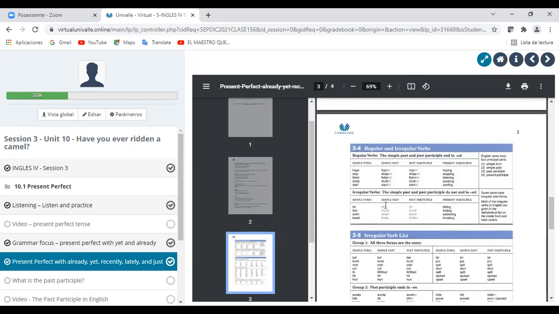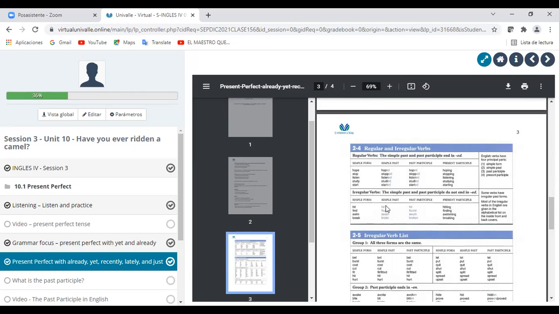Also, regular and irregular verbs that we have for the present perfect, right? The regular ones, we just know that they have an ed. For example, hope, hoped; stop, stopped; listen, listened; study, studied; start, started. Okay, and the regular ones tend to change from the simple form to the simple past and the past participle.